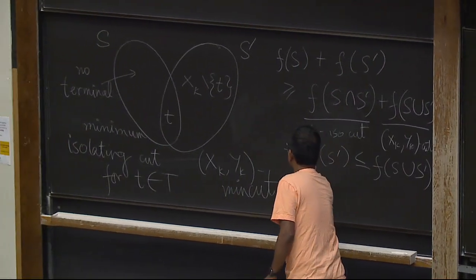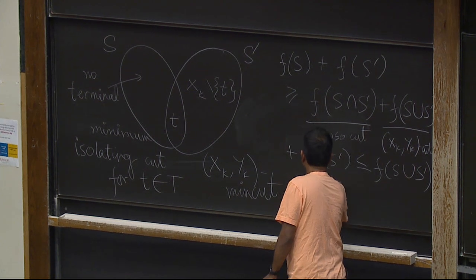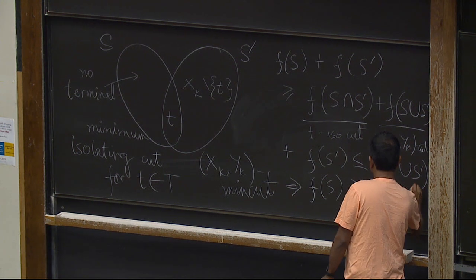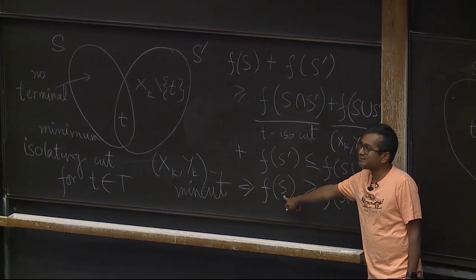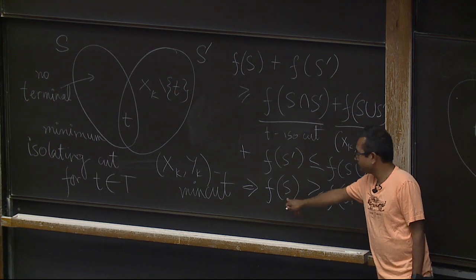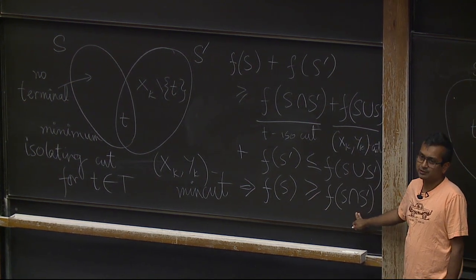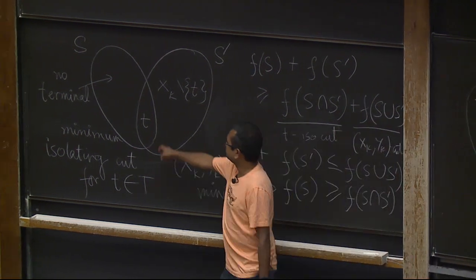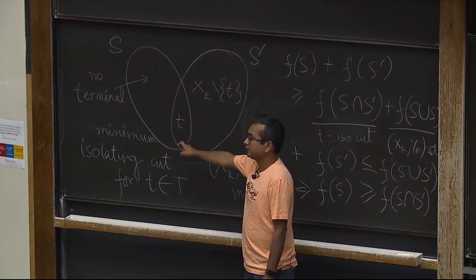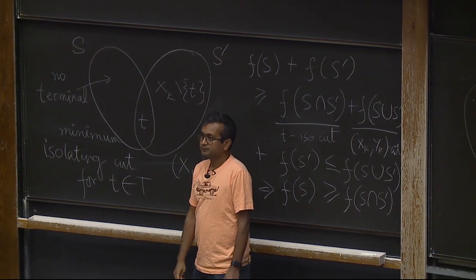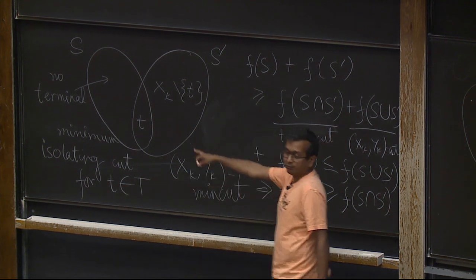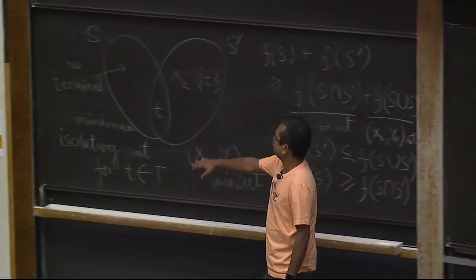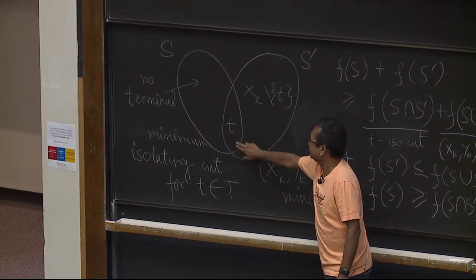Based on this, I can now claim that f of S must be at least f of S intersection S prime. So if S was an isolating cut for T, S intersection S prime better be an isolating cut for T as well. And this cut, the S intersection S prime cut, will survive my contraction. So therefore, I will find this min cut, because I will contract stuff on this yk side, and this cut will survive.